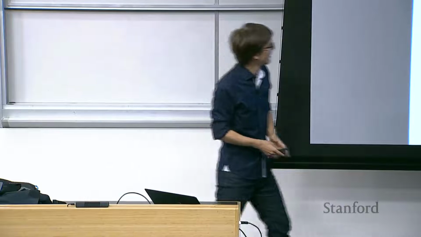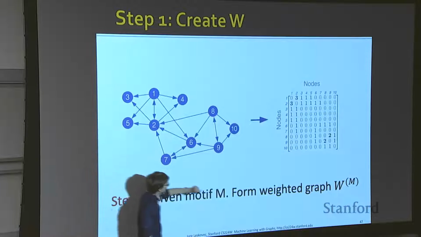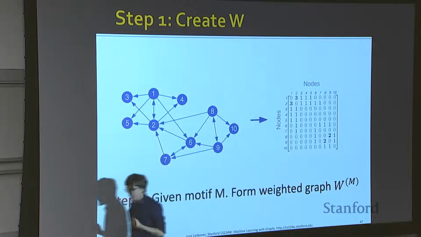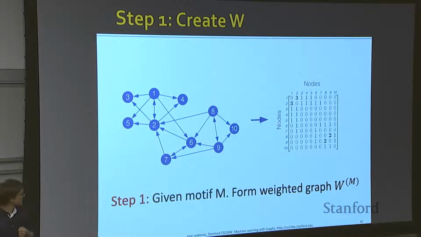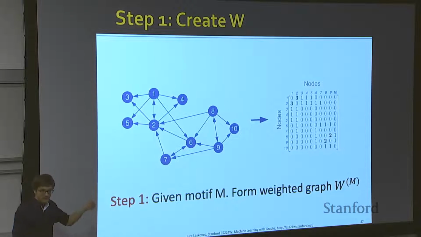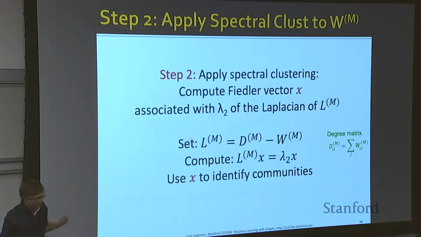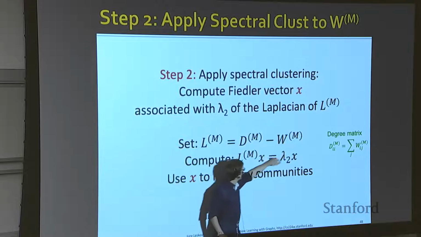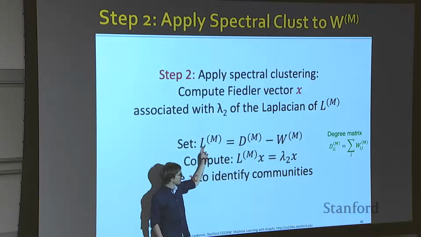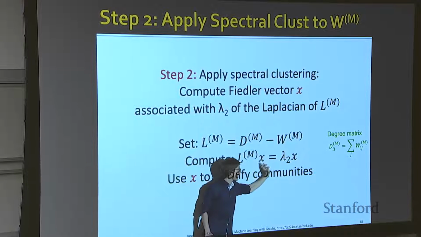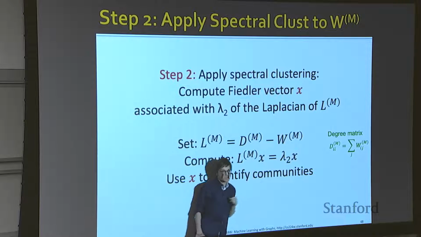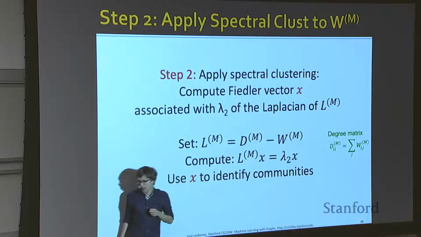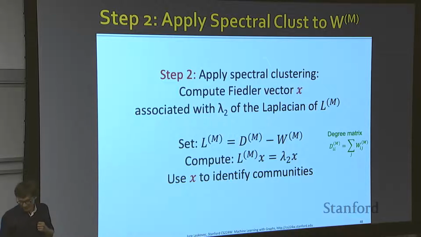This means the following. In the first step, given the graph, I form this weighted matrix W. Now, given this weighted matrix W, I can think of it as a weighted graph. I basically create the graph Laplacian. Right, here's my W, the degree matrix. I create the graph Laplacian and find the vector x that corresponds to the second smallest eigenvalue of this graph Laplacian. And now this x will reveal communities to me.